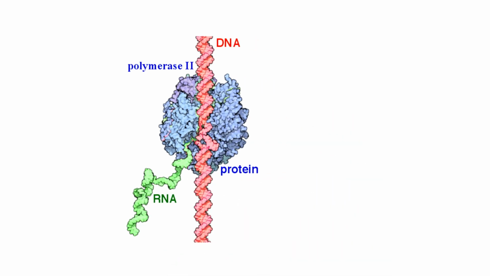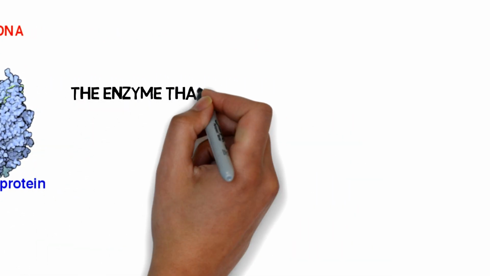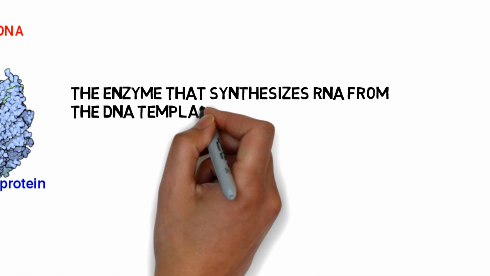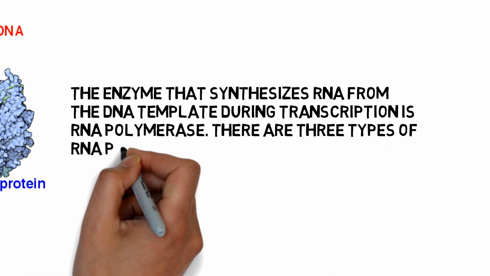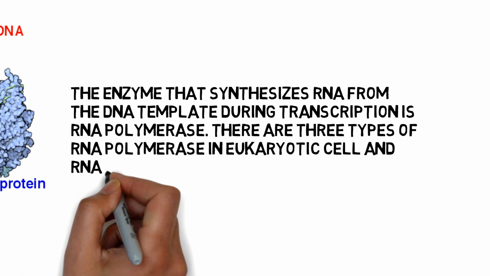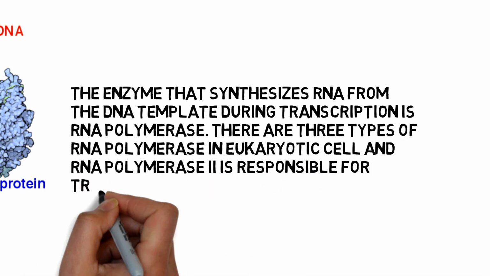The enzyme that synthesizes RNA from the DNA template during transcription is RNA polymerase. There are three types of RNA polymerase in eukaryotic cells, and RNA polymerase II is responsible for transcribing protein coding genes.